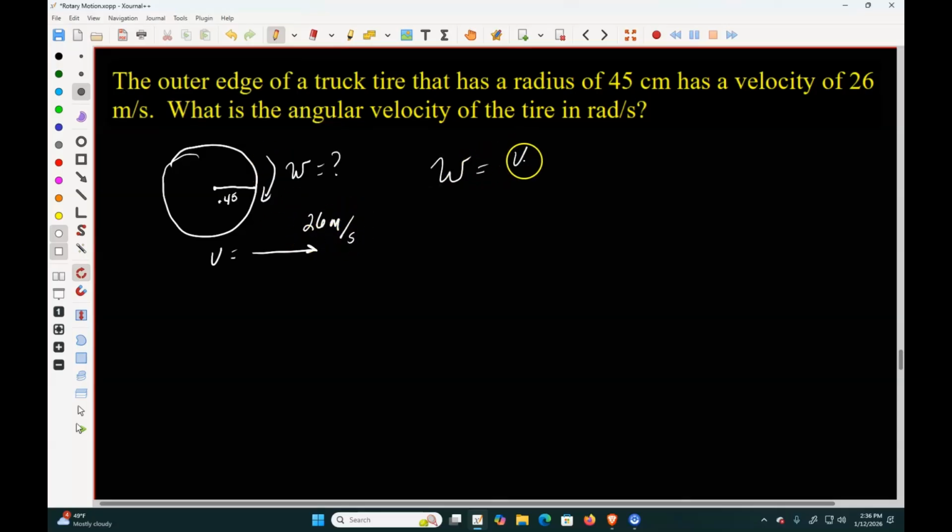And rotation is equal to velocity divided by the radius. So it's going to be 26 meters per second divided by 0.45 meters. That would give me 57.7 repeating radians per second.